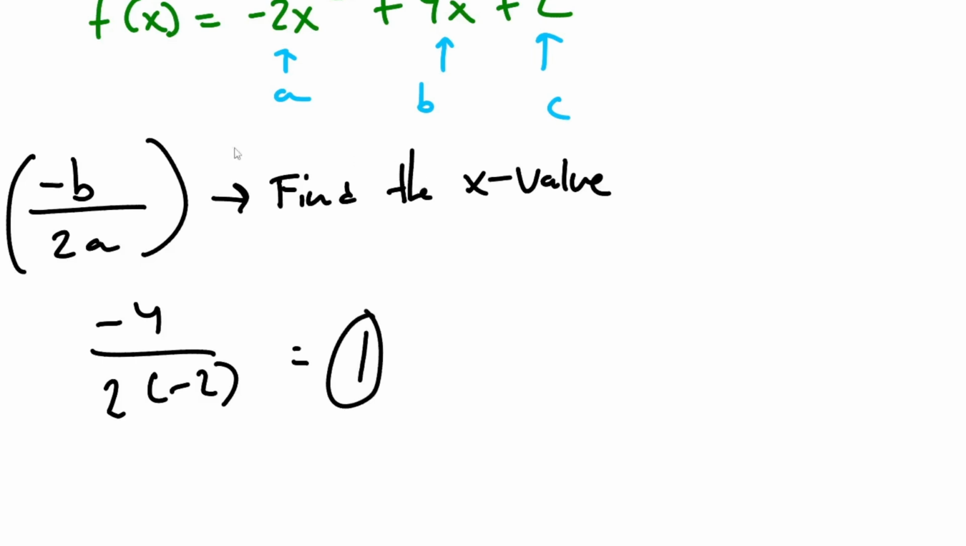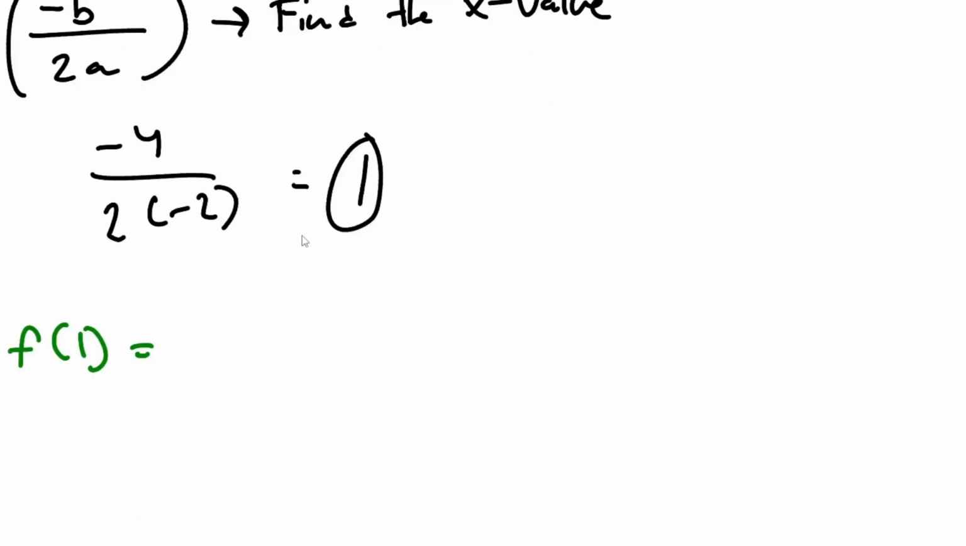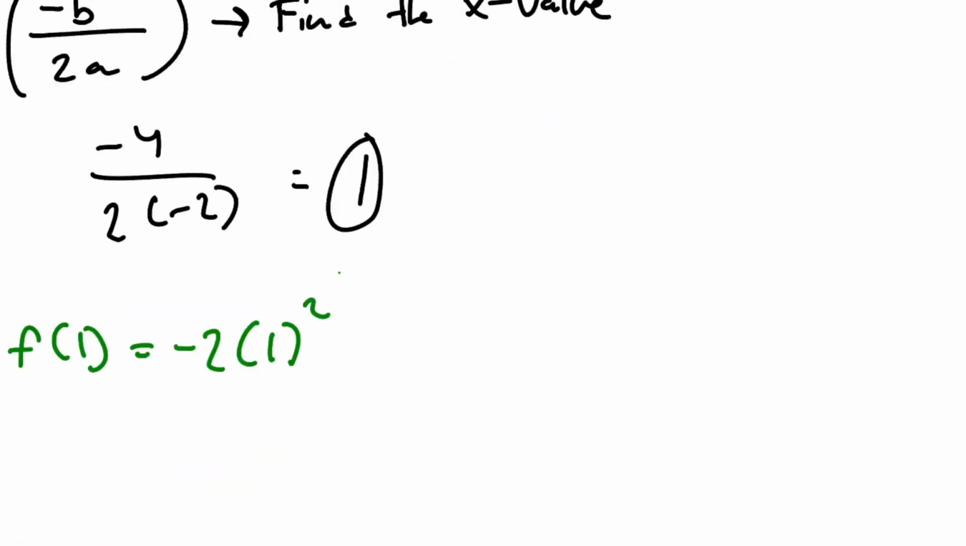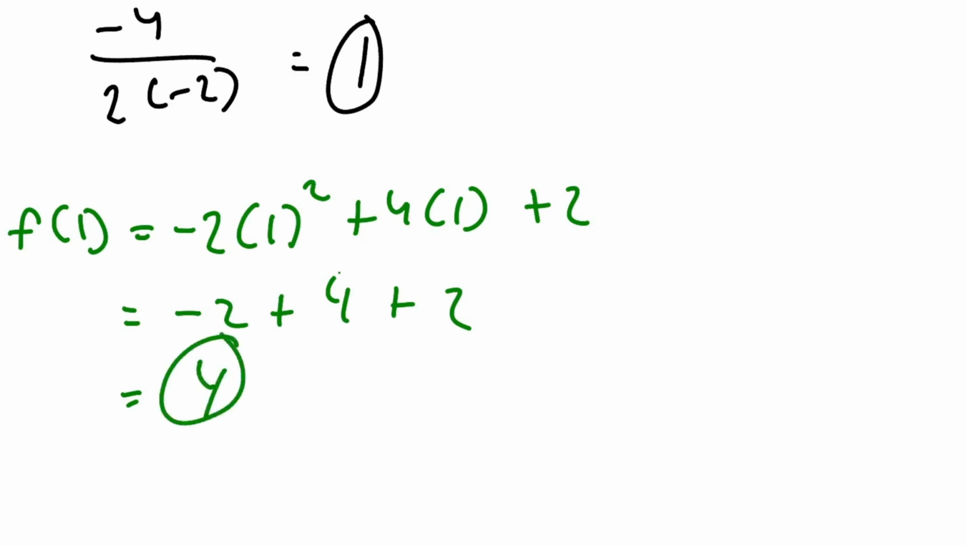What I'm going to do is plug my 1 into this function, so we're going to figure out what f of 1 is equal to, to find my y value. So my f of 1 will be equal to negative 2 times 1 squared plus 4 times 1 plus 2. Let me make sure here. Yep. So it's just going to be negative 2 plus 4 plus 2. Negative 2 plus 4 is 2, plus 2 is going to give us an answer of 4.